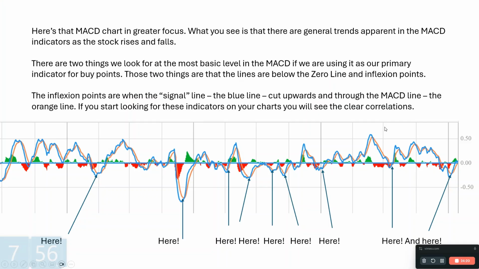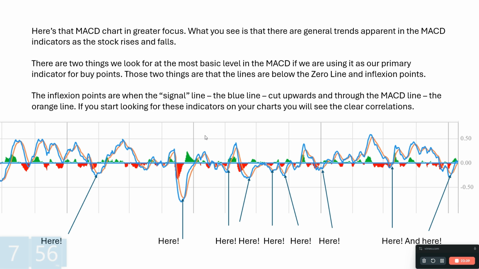Now here's that MACD line in greater focus. What you see is that there are general trends apparent in the MACD indicators as the stock rises and falls. There are two things we look for at the most basic level in the MACD if we're using it as our primary indicator for buy points. Those two things are that the lines are below the zero line and inflection points. The inflection point, what I call a buy point, is where the signal line, the blue line, cuts upwards and through the MACD line, the orange line.